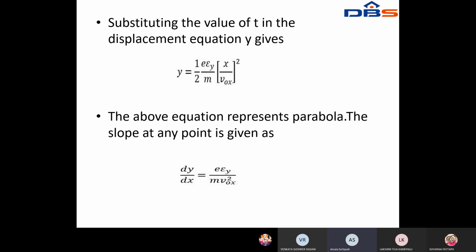Here, half e Ey by m vox squared is constant, so you only have to differentiate x squared. What is the differentiation of x squared? 2x. At that time the 2 gets cancelled, and you get e Ey by m into vox squared.